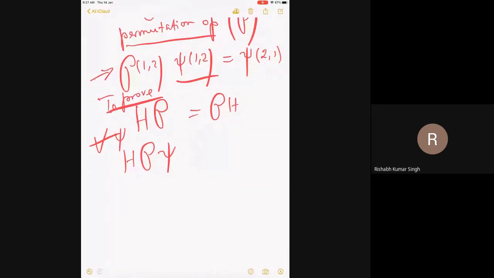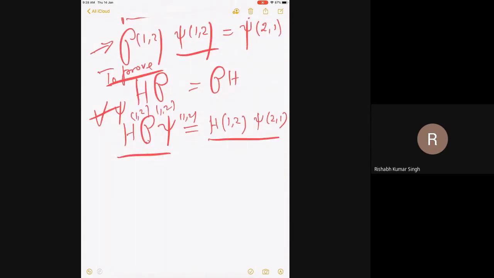But I'm just saying, if HP acts on a psi, what will happen? Any arbitrary psi. So first P will act on psi. So I will have H, which is now H of 1, 2. That's how I start. P psi of 1, 2 will give me psi of 2, 1. So initially, this was all 1, 2. Right? So I get H of 1, 2, psi of 2, 1, very simply because P simply permutes. It doesn't do anything else.